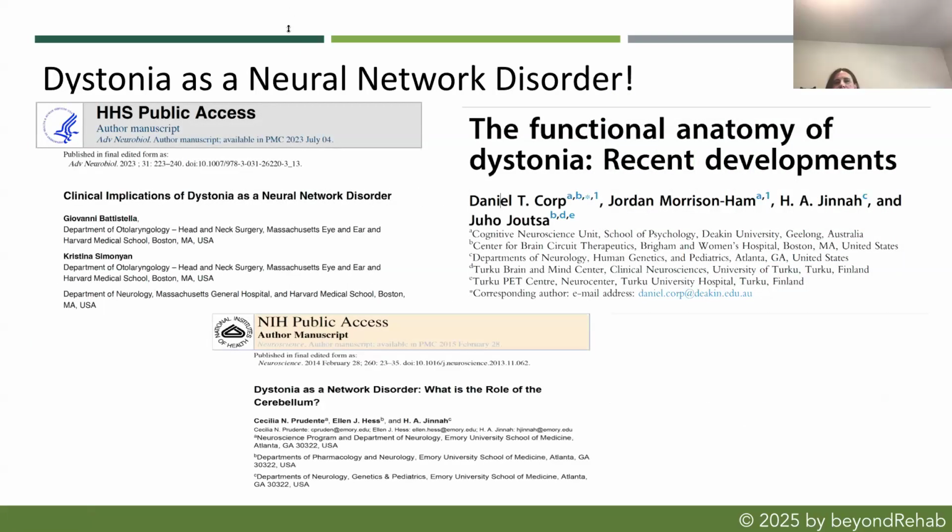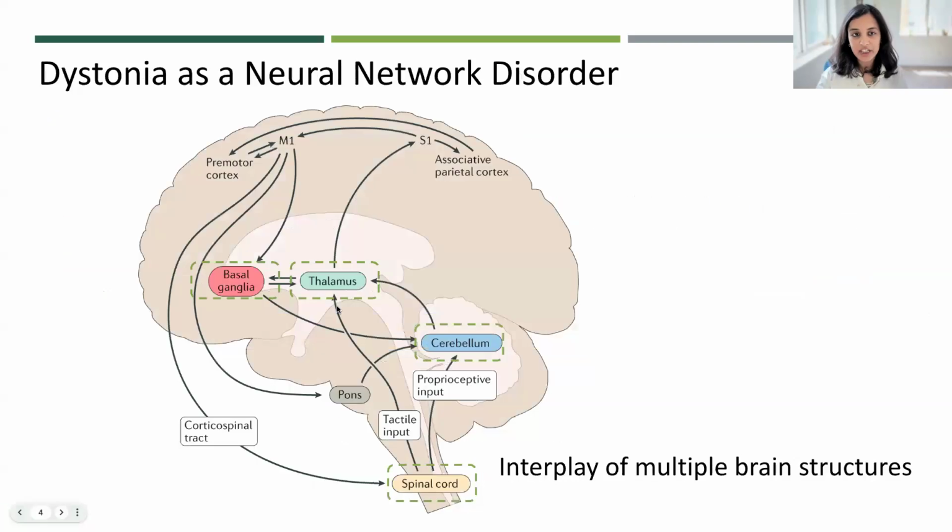So first and foremost, it's really important that we understand dystonia. Right now we were just going over functional dystonia, but even in idiopathic dystonia, or just the nature of dystonia in itself, there are a lot of network changes happening based on emerging research. It tells us dystonia is a neural network disorder, with an interplay of multiple brain structures.